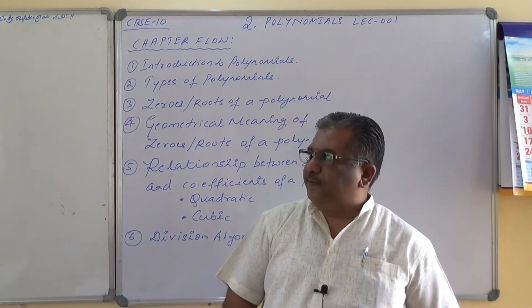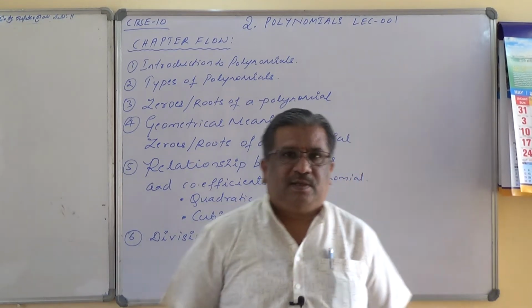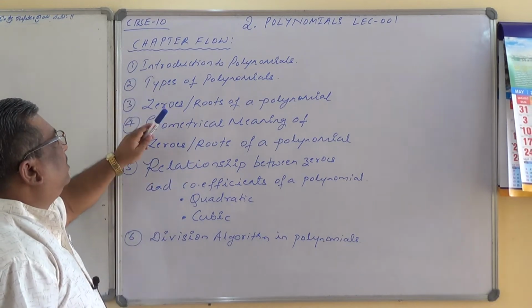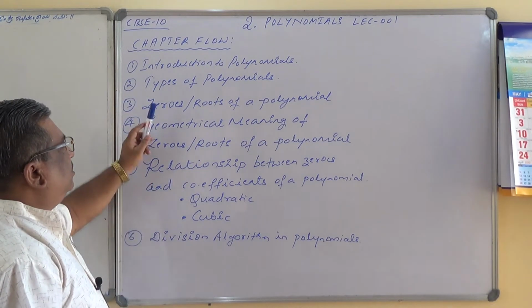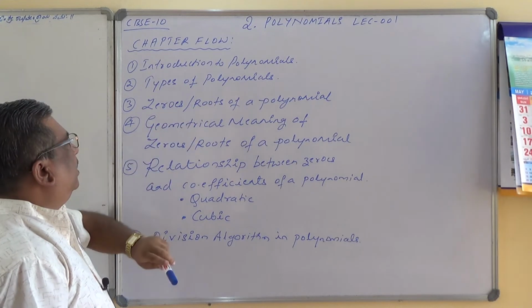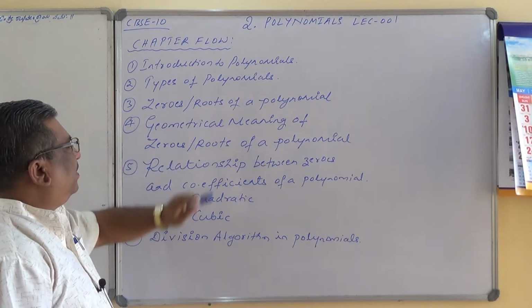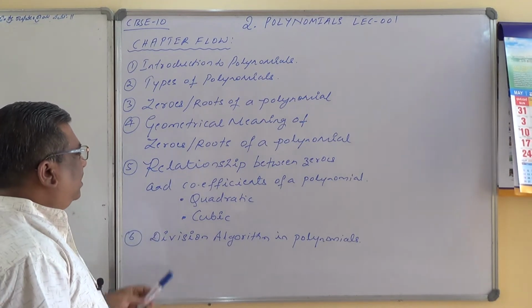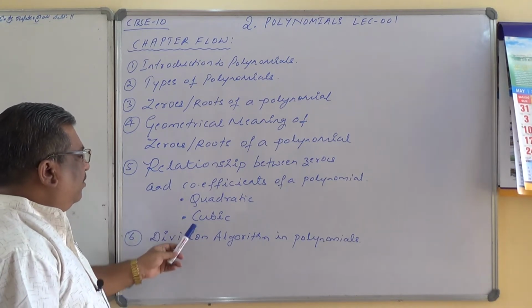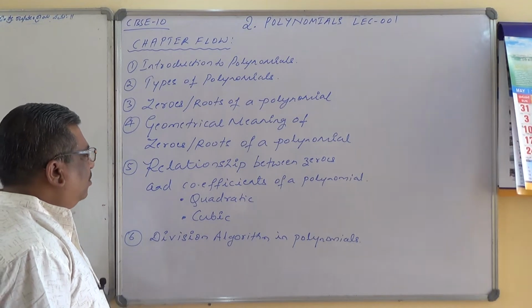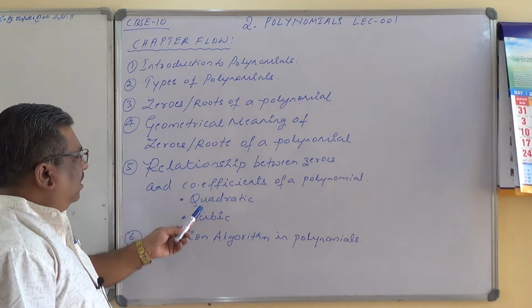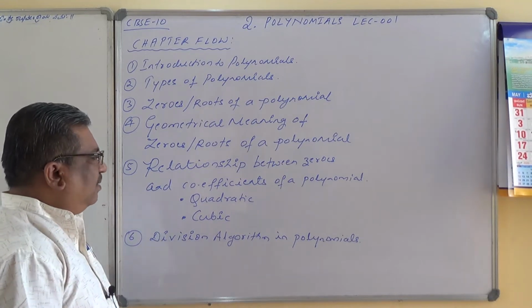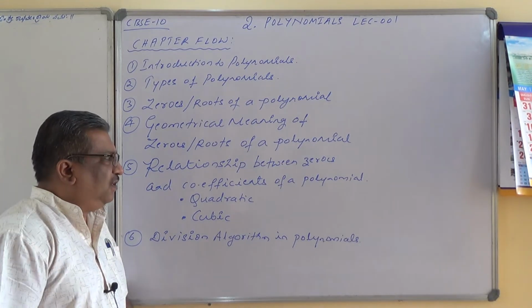Let us start the new chapter number 2, Polynomials. Chapter flow goes like this: Introduction to polynomials, types of polynomials, zeros, roots of a polynomial, geometrical interpretation of zeros and roots of a polynomial, relationship between zeros and coefficients. For quadratic and cubic we are studying in detail, and most of the numericals involve part number 5. And finally, the division algorithm in polynomials, which is also one of the important things.